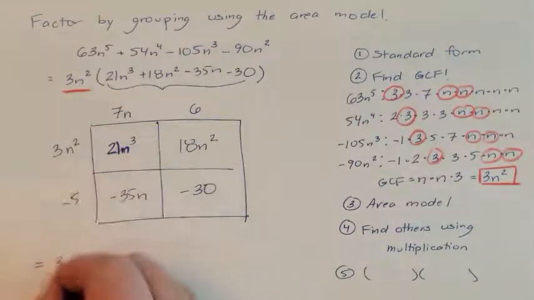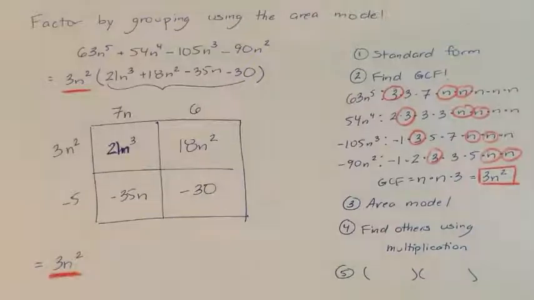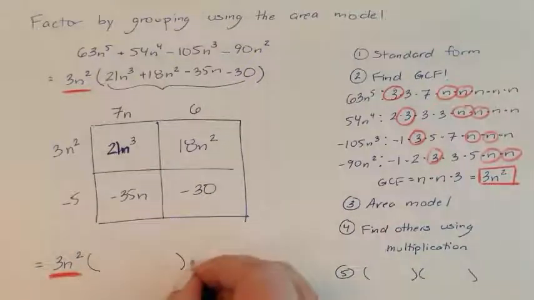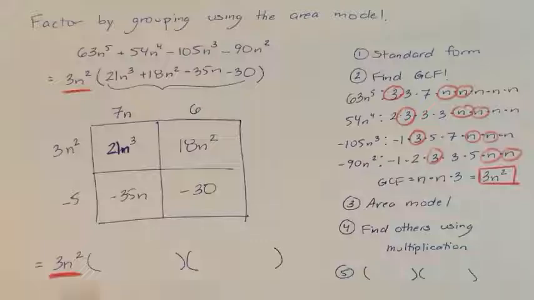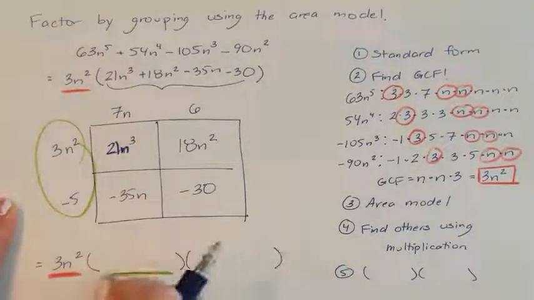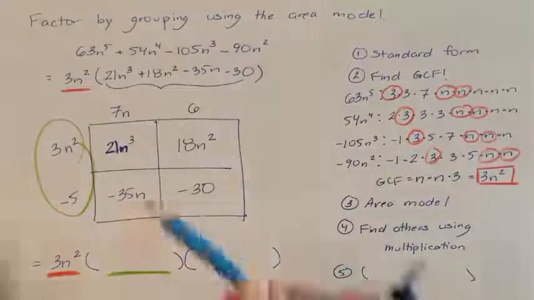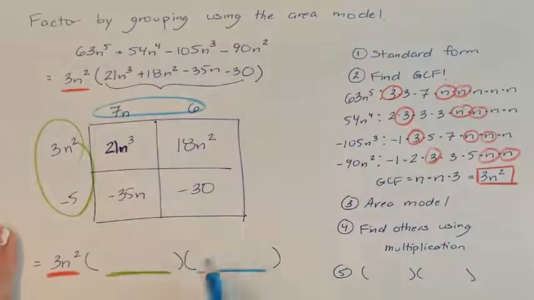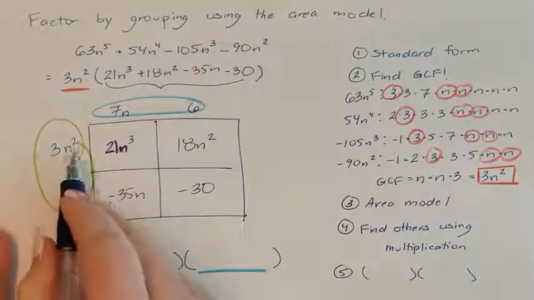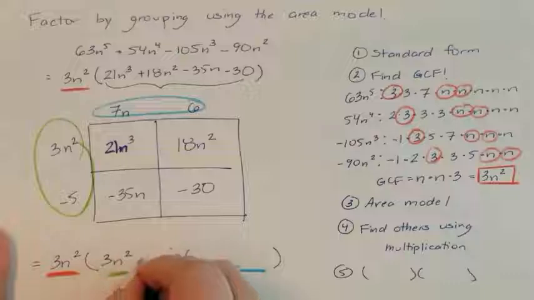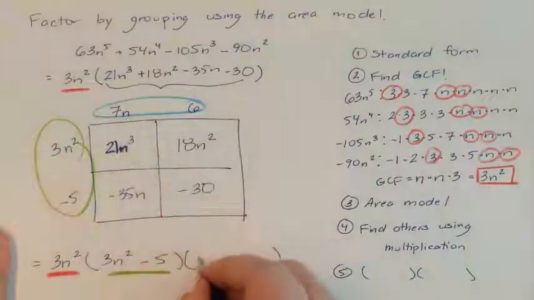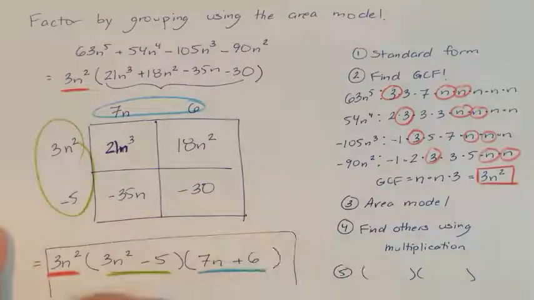You cannot forget this GCF. We had a GCF taken out at the very, very beginning. And then what is in the 2 parentheses are your sides. So this side goes into this parenthesis, and this side goes into this parenthesis. So 3n squared times the quantity n minus 5, and 7n plus 6. And this is our final answer, and we're done.